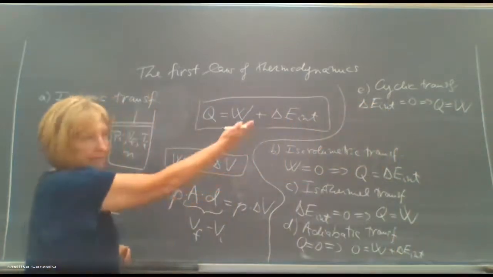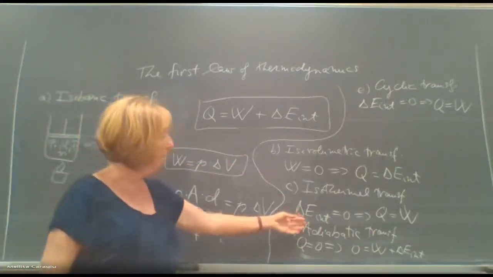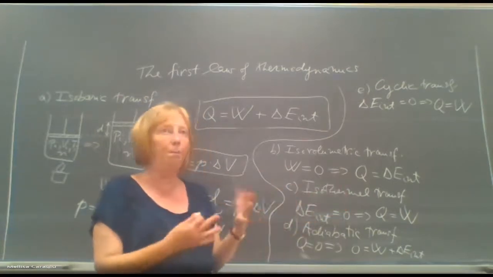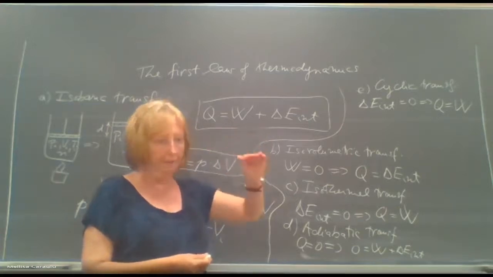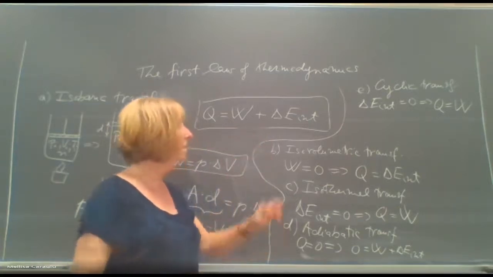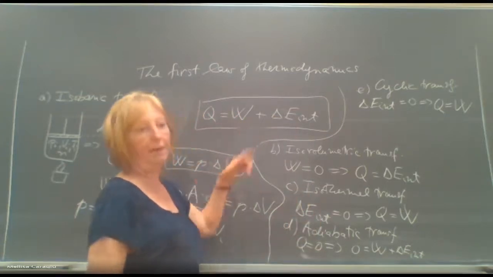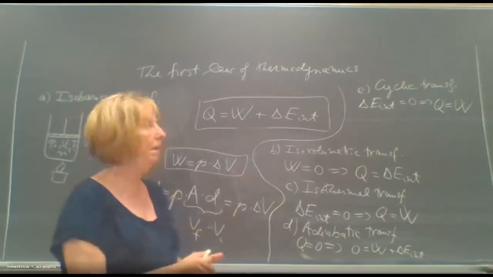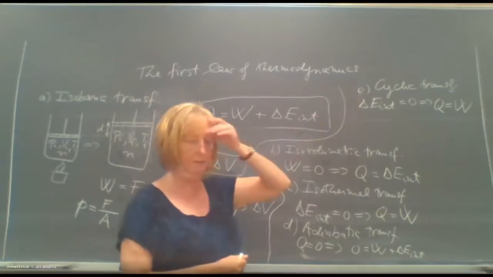More or less, the cyclic transformation has kind of the same outcome as an isothermal transformation. In both of them, since the temperature of the gas initial and final is the same, change in internal energy is zero and Q equals work. So whatever energy you give to the gas, it will be transformed into work. So that's a cyclic transformation.